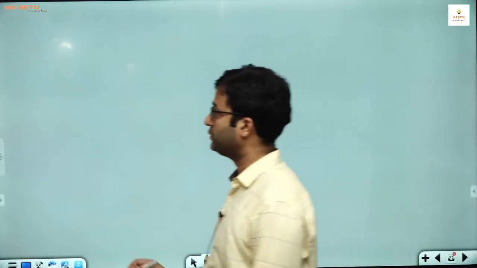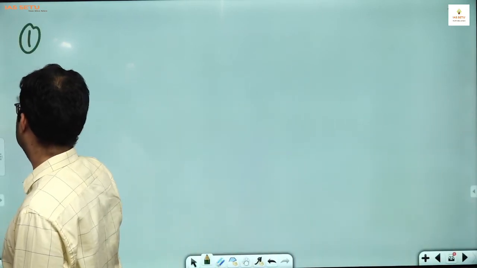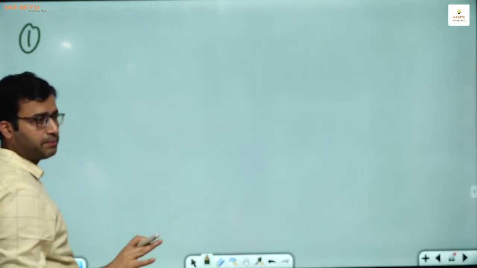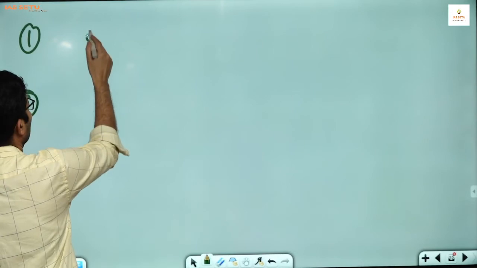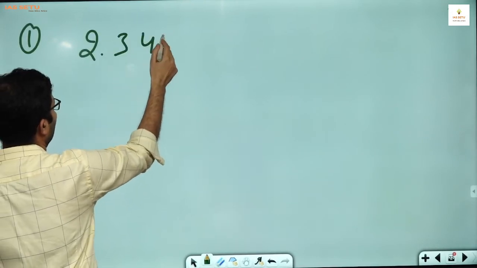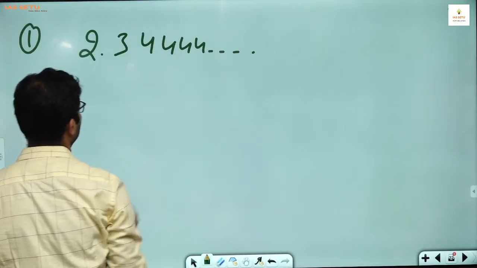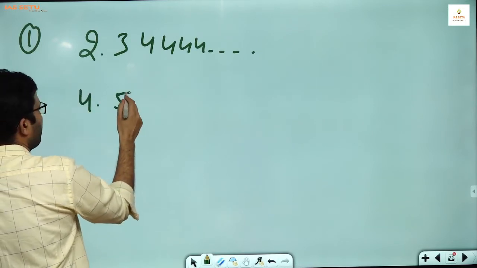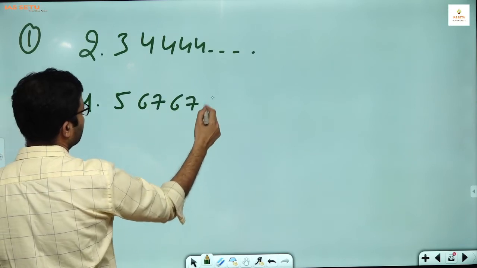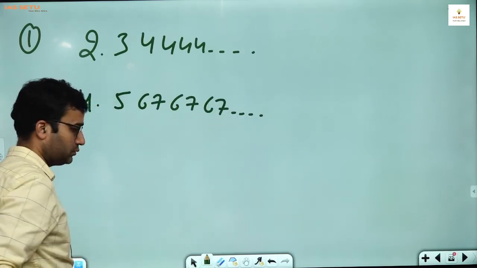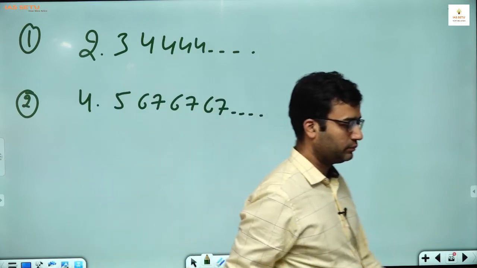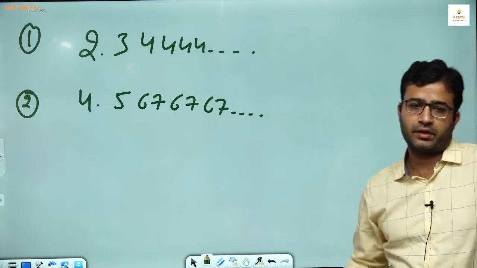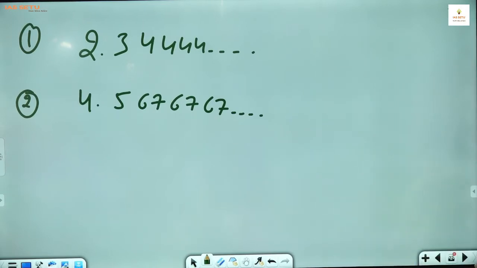I ask you 2 questions. Go slow, step by step. 2.3 bar on 4, and 4.5 bar on 67. If you are able to simplify, okay. Otherwise, just find what is the numerator and what is the denominator. That is my main concern for the first class.